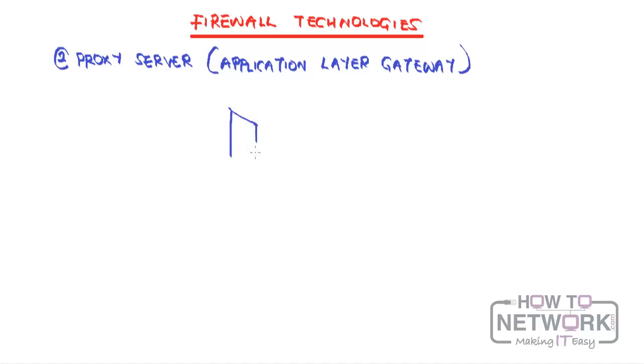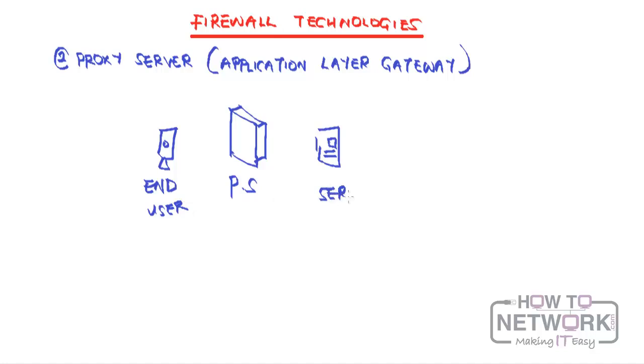Let's take, for example, we have this firewall. It's a proxy server, and then you have a server on the outside and you have a client here. Now with the proxy server, the connection is not actually made from the end user to the server. This is how the connection flows.